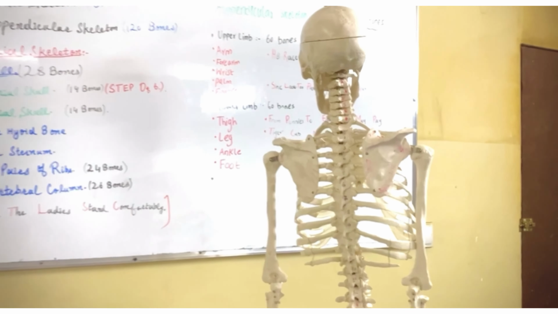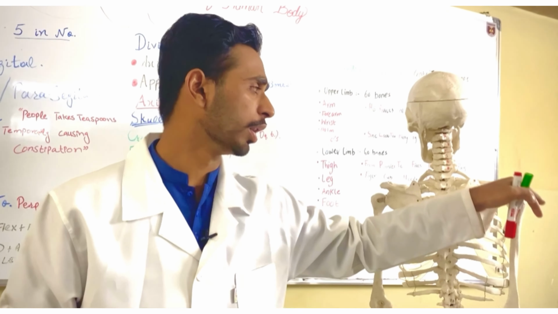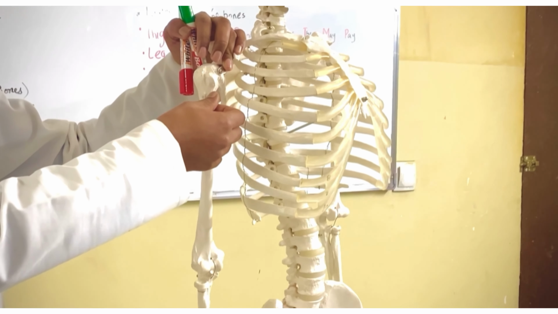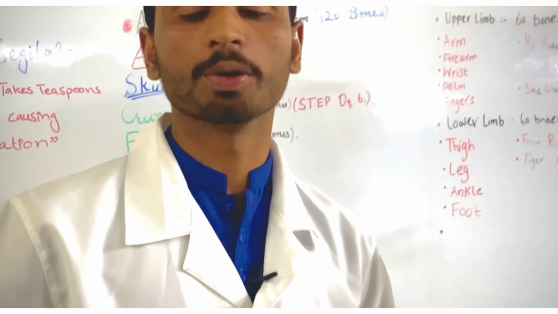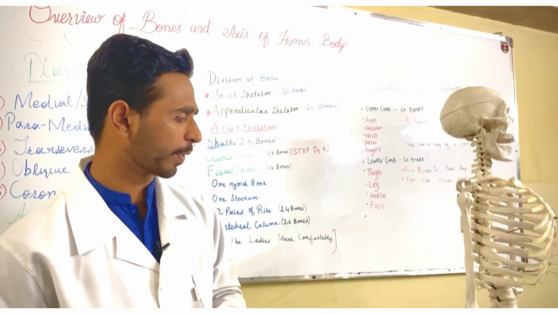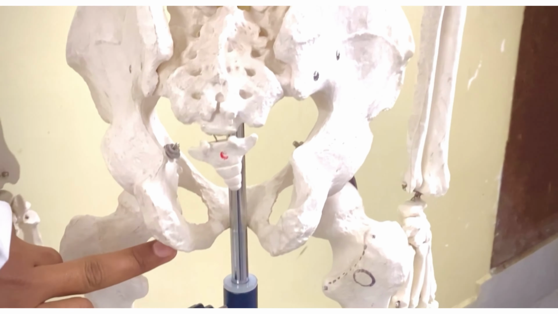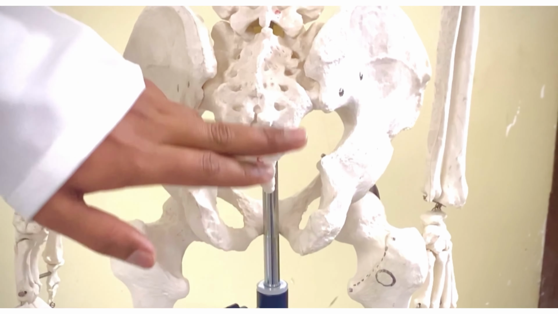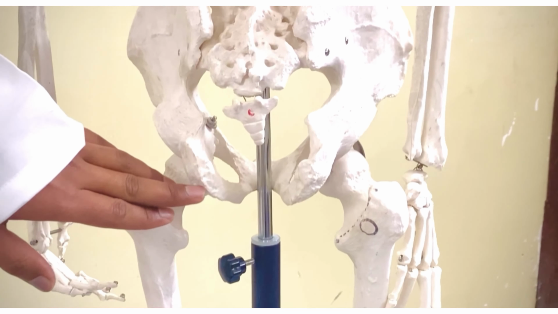Then we have T for tubercle. Tubercles are small elevations of the bone, just like the humerus has two tubercles, the greater tubercle and the lesser tubercle. Then T for tuberosity. Tuberosities are large elevations of the bone, and here we have the pubic tuberosity. Over here you can see it is the pubic tuberosity, and the ischial tuberosity. Sorry, the ischium bone is present at the posterior inferior side, so it is the ischial tuberosity.